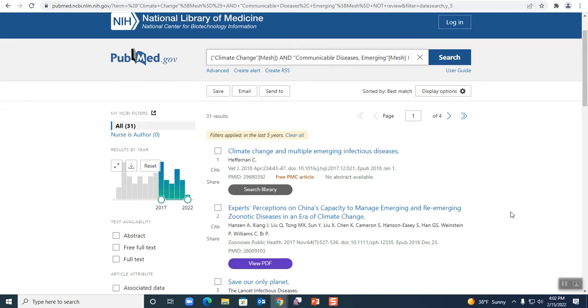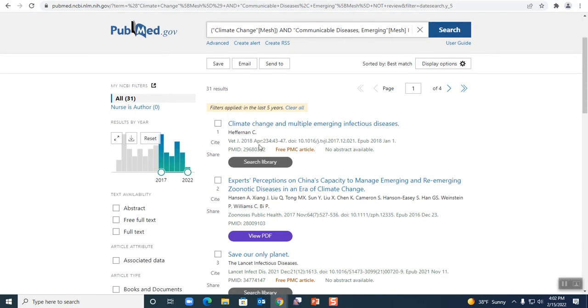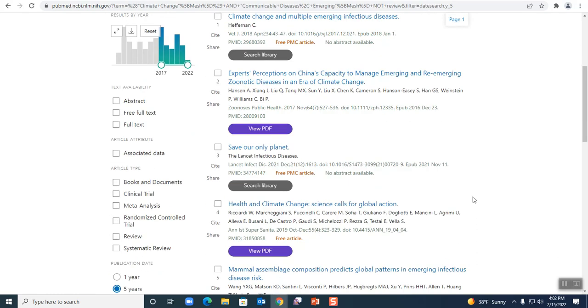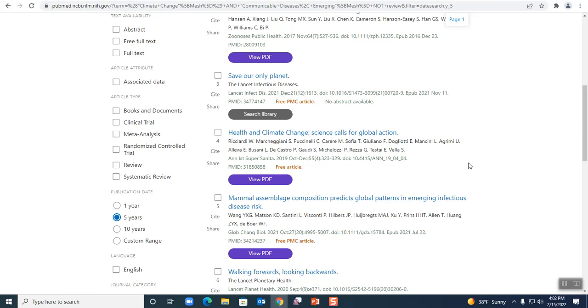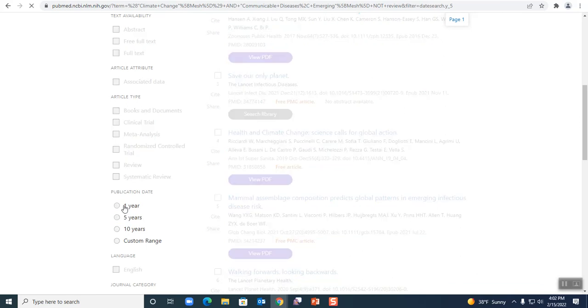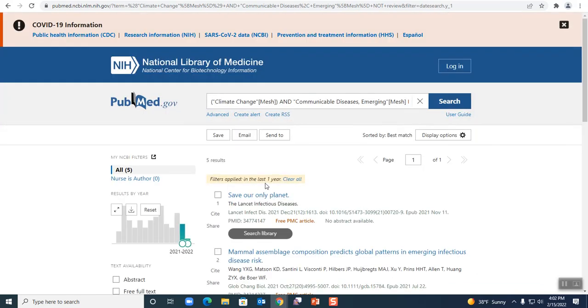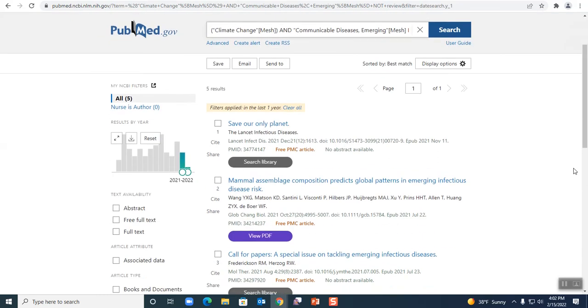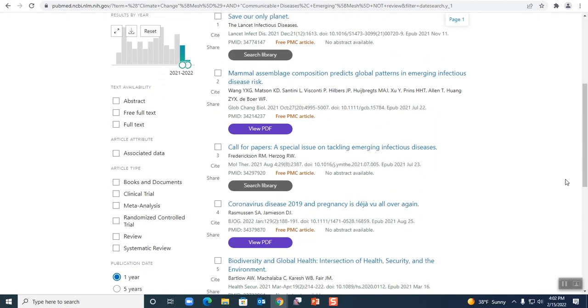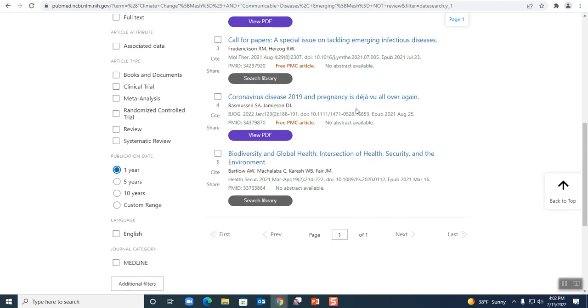So now let me look at this, and this is 2018. I want something more recent than 2017. I can just say I want 1 year because I want to see what's the most current information on it. And there are only 5 results, but that's fine. I can look at a special issue on that. Coronavirus and pregnancy, deja vu all over again. Health and security environment. You can look at this one and see if we have it.